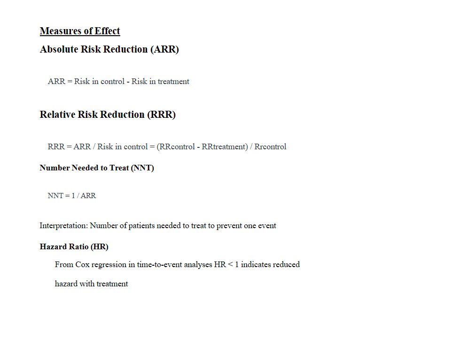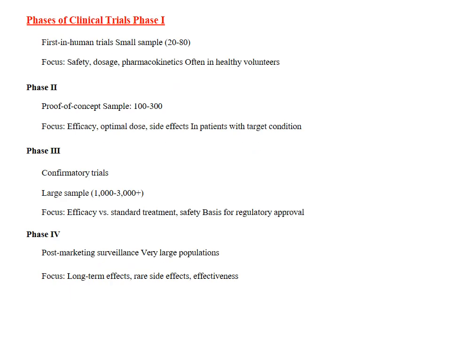Absolute risk reduction, relative risk reduction, and the hazard ratio. These are the formulas that we use to calculate the data that we represented in RCTs. Phases of clinical trials. Phase number 1.